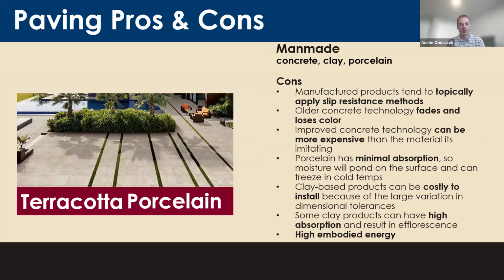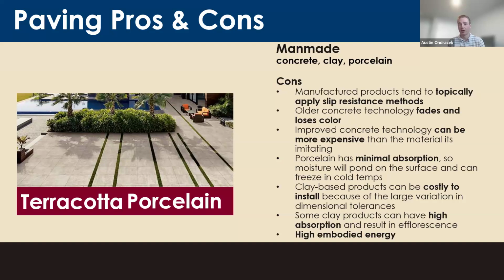Some of the cons that are associated with a paving application for man-made is that they can topically apply slip-resistant methods. Older concrete technology does tend to fade and lose that color over time. Improved concrete technology can be more expensive than the material it's imitating in some cases. Porcelain has a very minimal absorption rate, so this would be the only time I could see this being a negative thing. So installing that on a horizontal application, especially in a high traffic walkway, would likely not be ideal for water pooling and things like that and slipping.